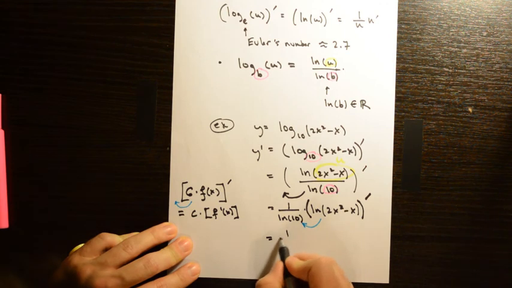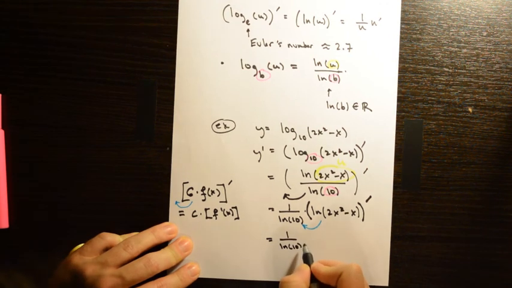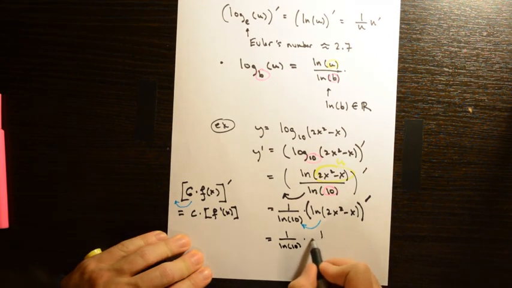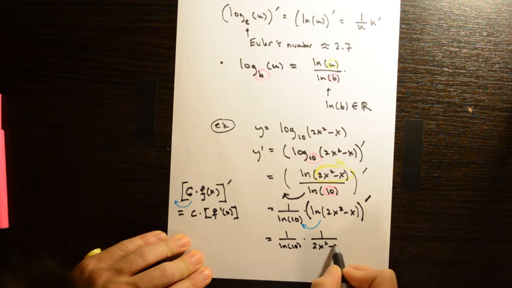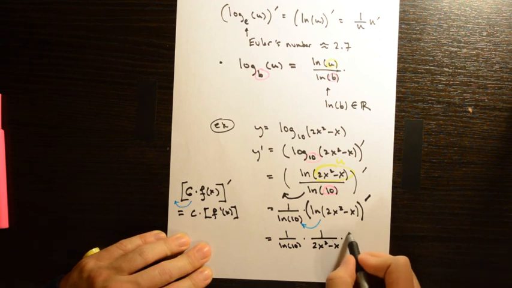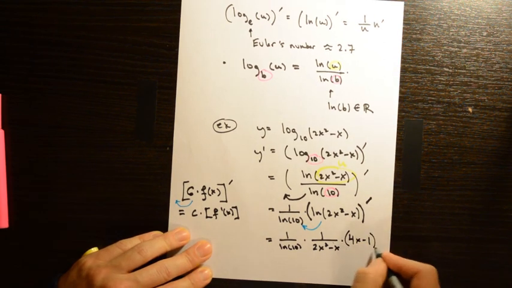So this is 1 over the natural log of 10 times 1 over 2x squared minus x, 1 over u times u prime. So this is 4x minus 1. Wrong. You must have these parentheses.